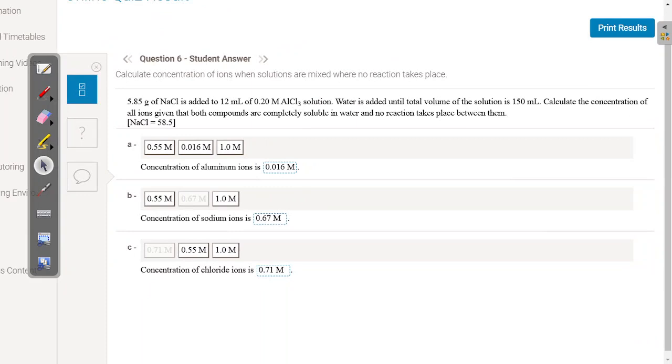5.85 grams of NaCl is added to 12 milliliters of 0.2 molar AlCl3, aluminum chloride solution. Water is added until the total volume of the solution is 150 milliliters. Calculate the concentration of all ions given that both compounds are completely soluble in water and no reaction takes place between them.